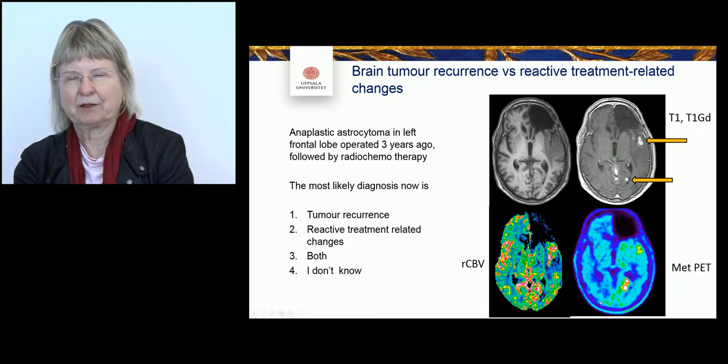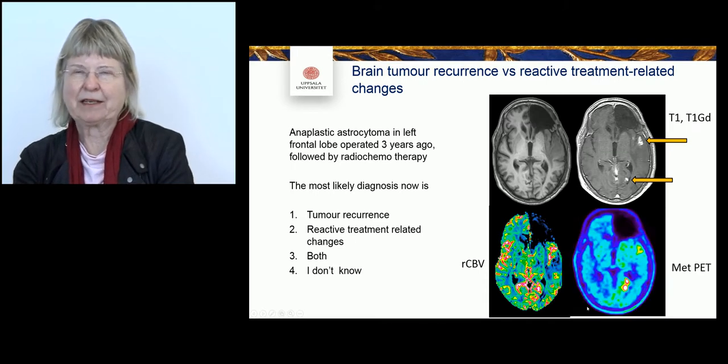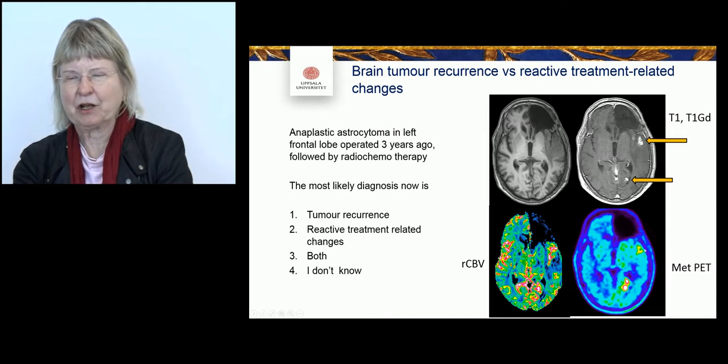So we added a methionine PET scan, and here we are helped a lot, because you can see in this anterior temporal lobe lesion we have a low uptake, and in the lesion medial to the occipital horn the uptake is very high. So in this case it was a combination. This lesion was reactive and the other one was recurrent tumor.